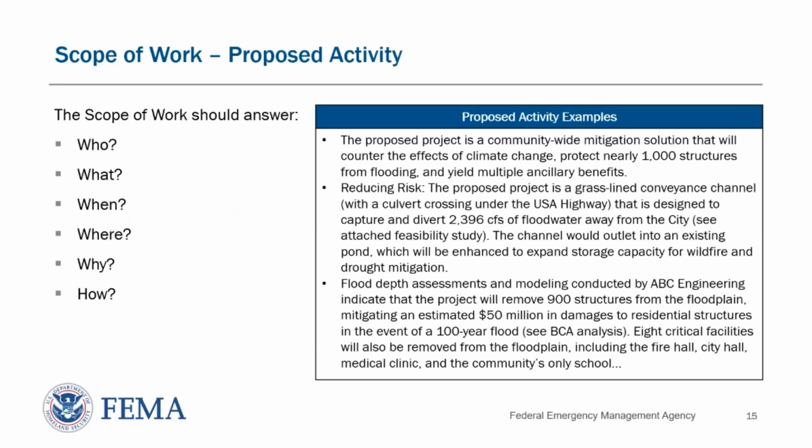Providing a complete and detailed scope of work is important for the reviewer to understand the proposed project. Clearly explain the proposed mitigation activity, identify the tasks required to complete the proposed activity, and define the task to be accomplished. The scope of work should be used to build the work schedule and budget estimate. Your scope of work should answer who, what, when, where, why, and how. The proposed activity example on the slide is a snippet of a scope of work to provide an idea what FMA is looking for during the review process.